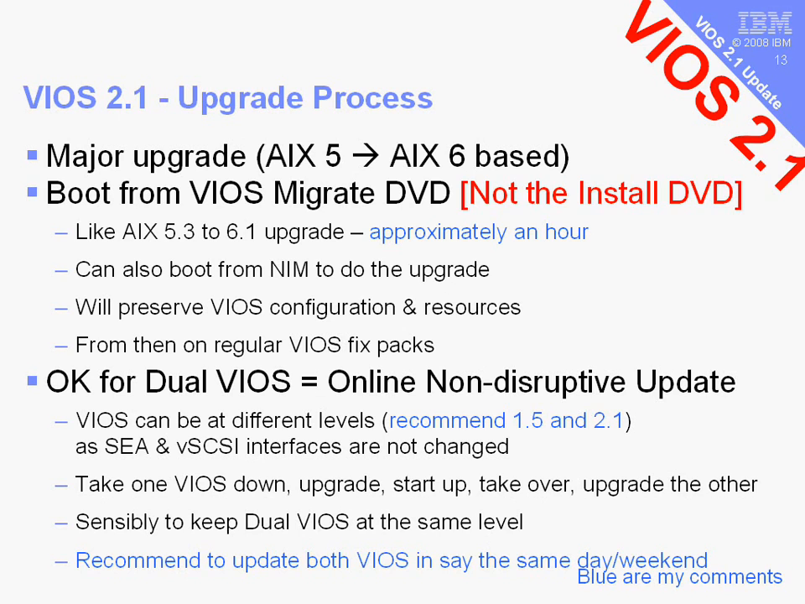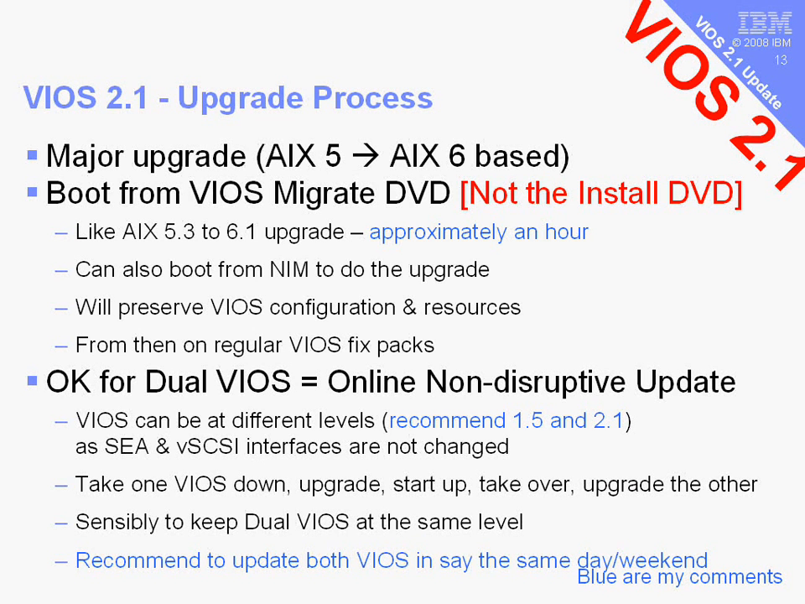Now, because it's a change of AIX version, you'll do a similar process as you would do for upgrading AIX, and that will take roughly an hour or so. You can do that from NIM if that's your preferred option, and it will preserve all the VIOS server configuration and resources. Once you've gone through this migration process, you'll be back to the regular VIOS server fix packs to take further improvements.